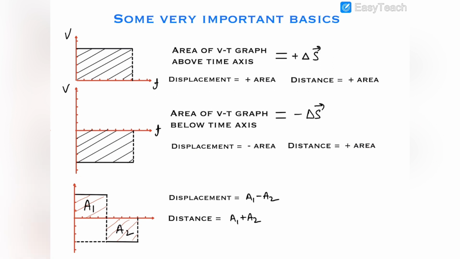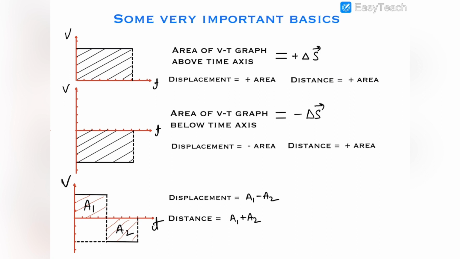Now if in a single VT graph there are both types of graphs, one above x-axis and one below x-axis, and the area of graph above x-axis is A1 and the area of graph below x-axis is A2, so we can say that the displacement of this motion would be plus A1 minus A2, because this area would represent positive change in displacement and this area would represent the negative change in displacement.